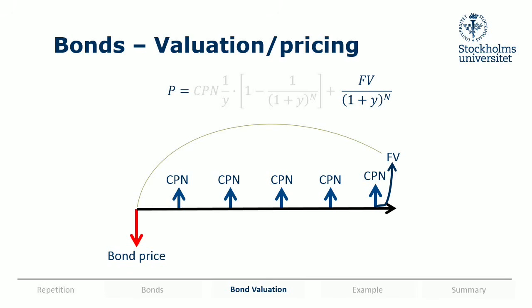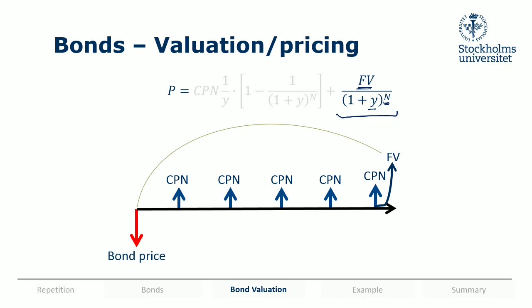And the second part, this one here, well, it's the present value of the face value, and it's just as when you calculated the present value of a single cash flow. The cash flow here is called face value, and you discount it with the interest rate or yield to maturity, and you raise this with n, which is the amount of years we want to move it.